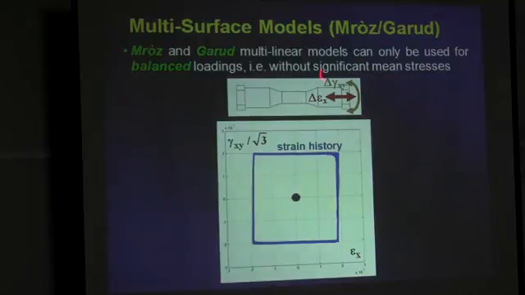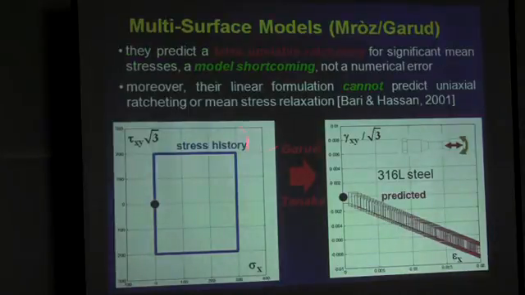So these models can only be used for balanced loadings. If you don't have significant mean stresses, then they do a really good job. However, they can predict some false unstable ratcheting for significant mean stresses, which is a model shortcoming. This has been included in several other papers, and it is not a numerical error. Moreover, the linear formulation cannot predict uniaxial ratcheting or mean stress relaxation, so you have some defects there.